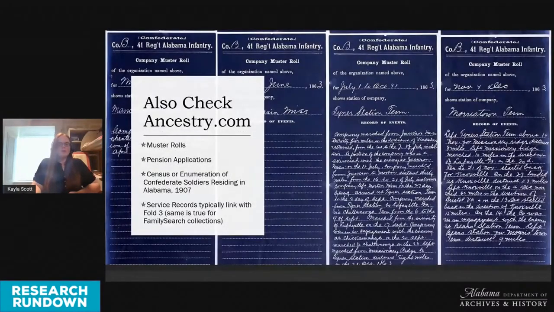In your research, don't forget to check applicable record collections on Ancestry.com as well as Fold3. Ancestry.com has muster rolls, soldier and widow pension applications, and Confederate census records. While Ancestry.com and FamilySearch each include collections that indicate they have service records, they typically link to Fold3, making them useless if you don't have access to a Fold3 account.